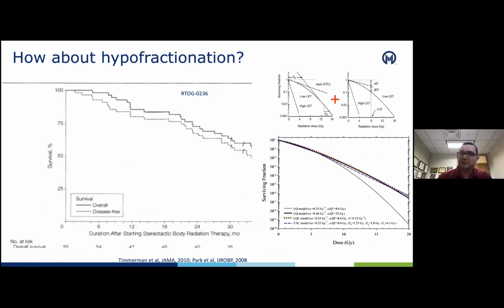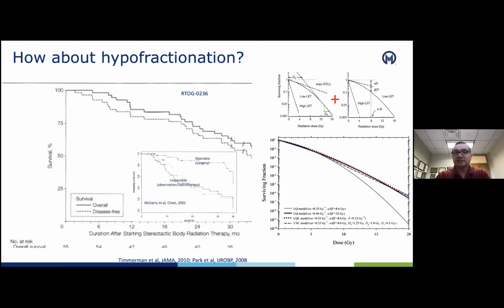In order to correct for that, there is a combination of the multi-target single hit and the LQ model called the universal survival curve, and different variations on the LQ model in order to account for hypofractionation, including the LQL type techniques, and you will hear later on more details about these.